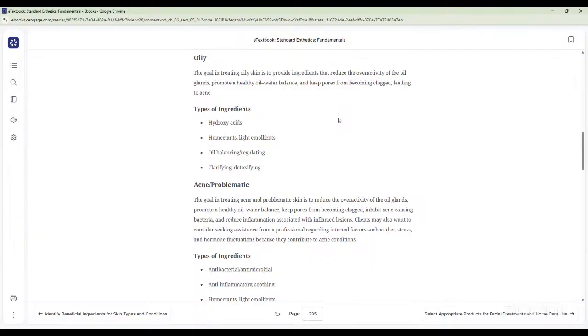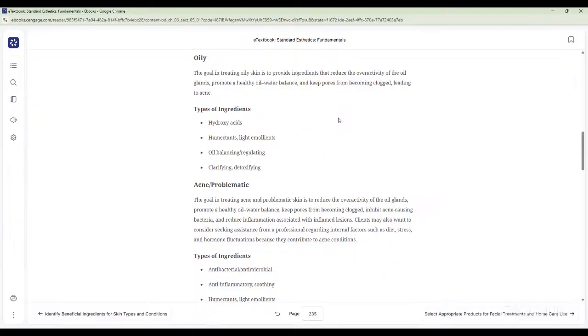So hydroxy acid, salicylic acid, humectants, light emollients, oil balancing regulations, toners. I wouldn't even go with a basic aloe vera toner. I would not do that. I would do stronger astringents, alcohol base, just to kind of pull and dry out those areas. And then I go with the breakdown of whatever's in that pore.